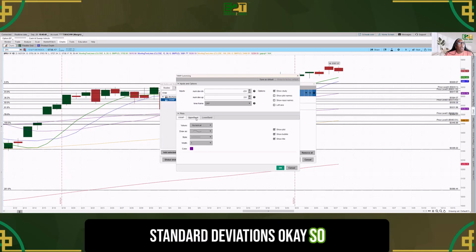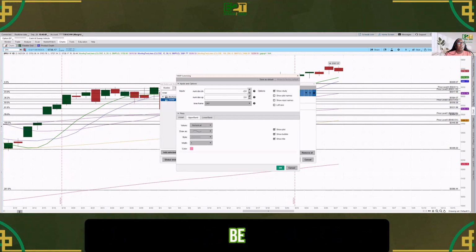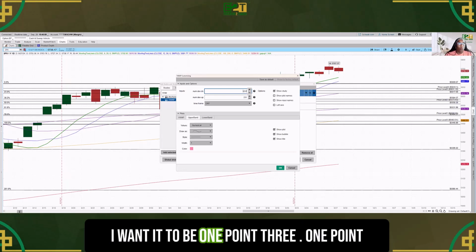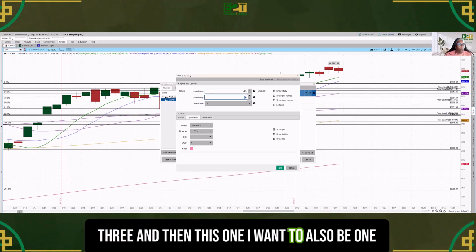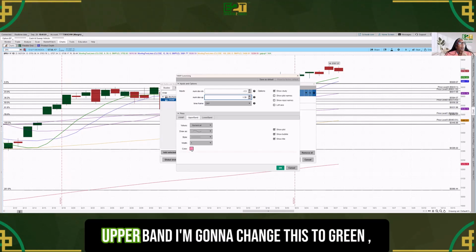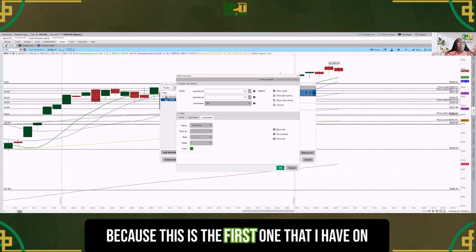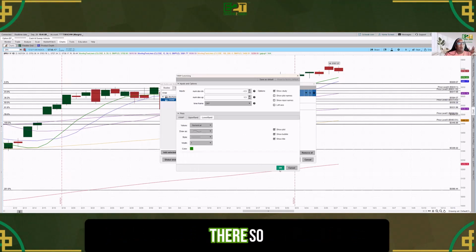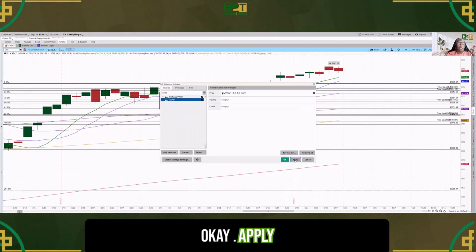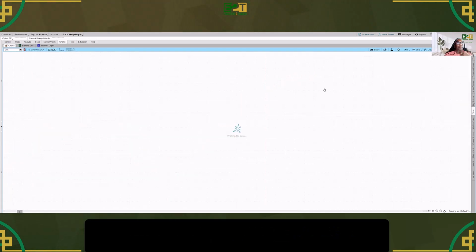And we're going to see if we can do some adjustments. Standard deviations. Okay, VWAP, upper band. I don't want that. I want the first one to be 1.3, and this one I also want to be 1.3. Okay, we want to show the study. Upper band, I'm going to change this to green. Lower band, I'm also going to turn to green because this is the first one that I have on there. Okay, apply.